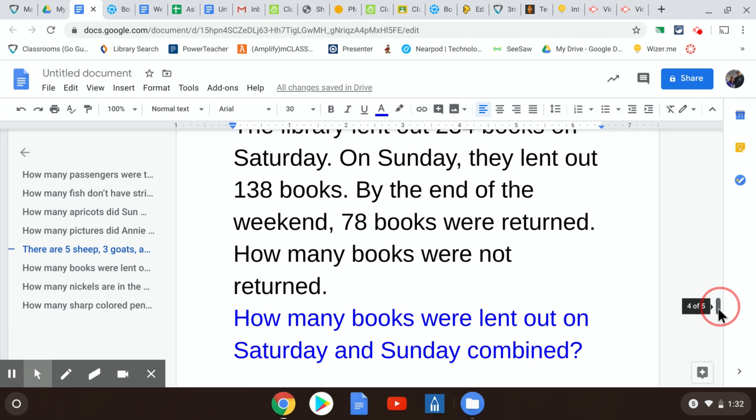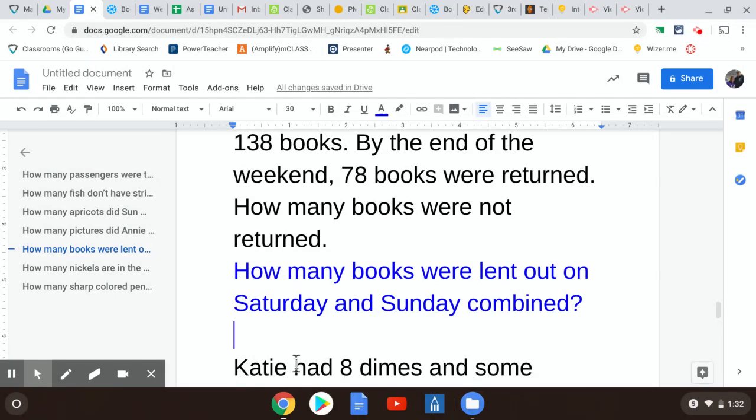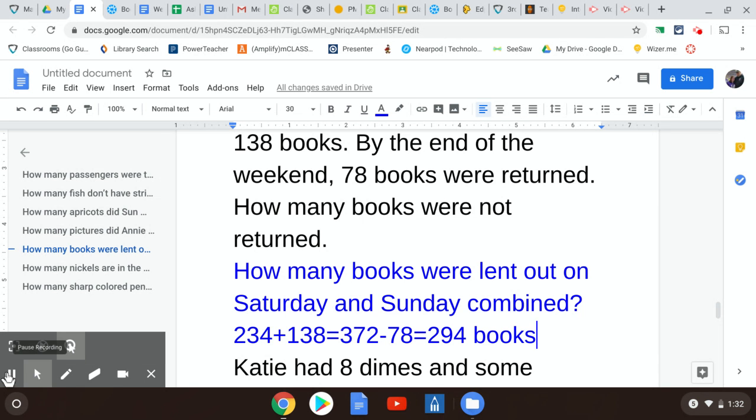So my first step question is, how many books were lent out on Saturday and Sunday combined? To find this, I need to take 234 plus 138. And when I do that, I get 372. Now it says that 78 were returned. So to figure out how many were not returned, I have to subtract 78 from 372. And when I do that, I get 294 books. So 294 books were not returned.